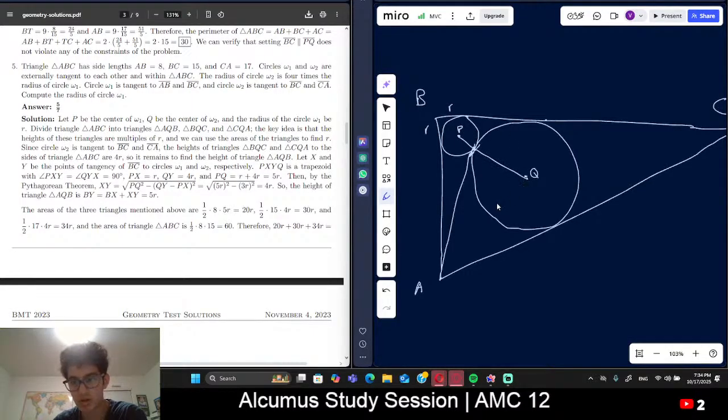We also established that, right? Oh, okay. So they're saying divide into AQB. That's AQB, BQC, and then obviously AQC. Fine.